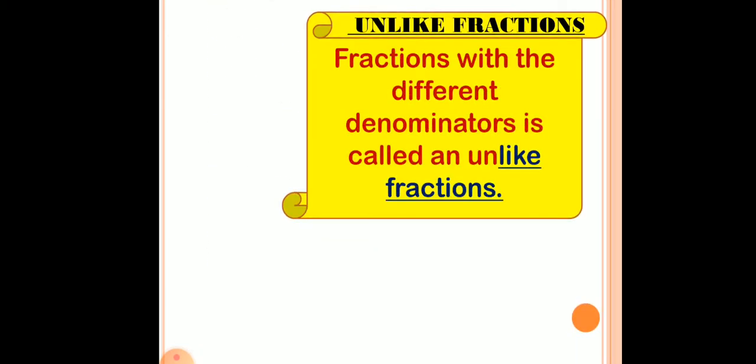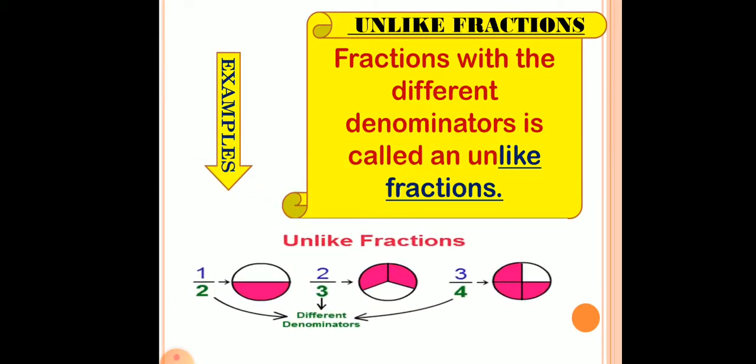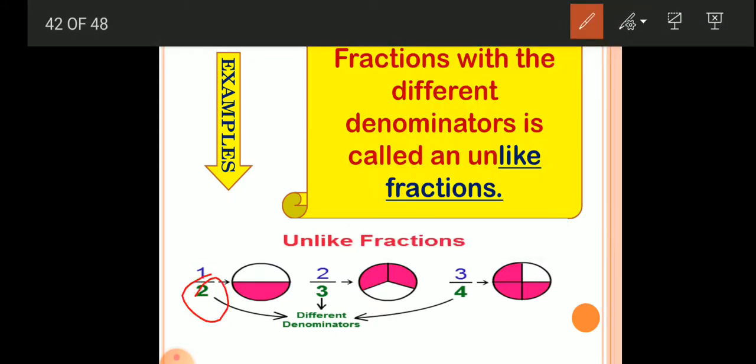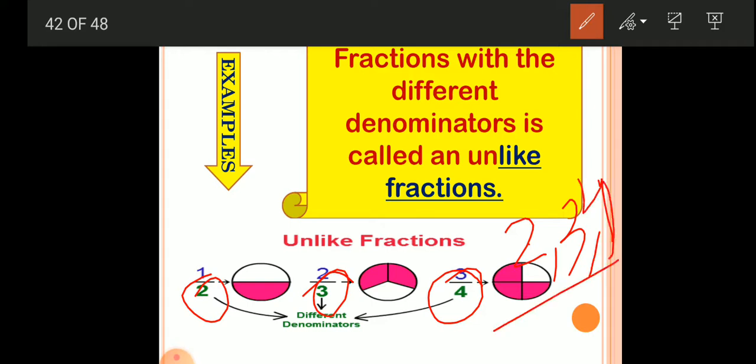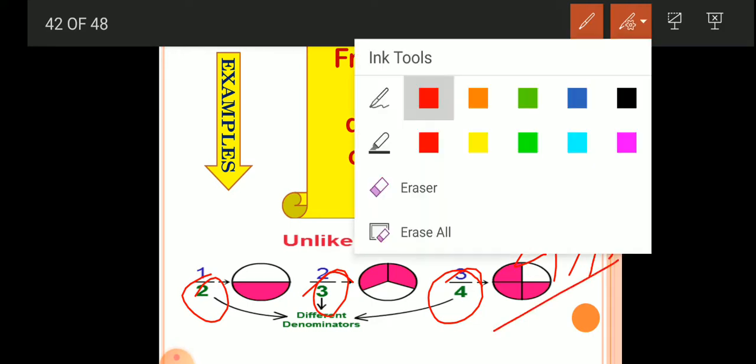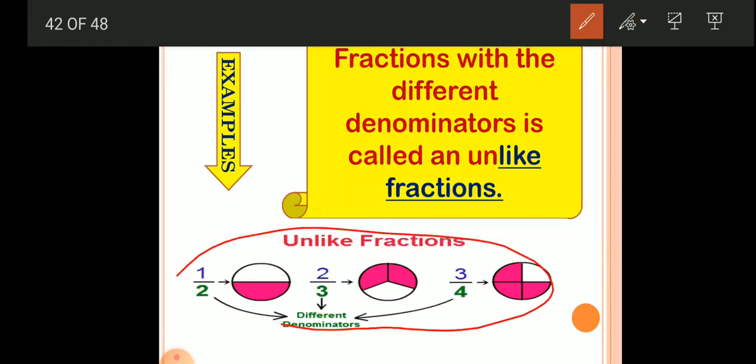Unlike fractions. So with the word unlike only you must know that the denominators are different, right? So fractions with different denominators are called unlike fractions. So you can see here the first one, denominator is 2, here it is 3 and here it is 4. That is, the different denominators, 2, 3, 4. They all are different. So it is unlike fractions. So all the 3, that is 1 by 2, 2 by 3 and 3 by 4, are unlike fractions.